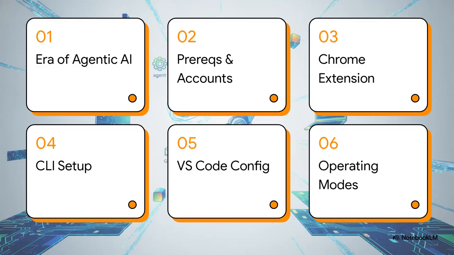So here's our roadmap for this explainer. We'll start by looking at the era of agentic AI, go over the prerequisites and accounts you need, and then get into the actual setups, the Chrome extension, the CLI, and VS Code. Finally, we'll wrap up with the different operating modes.